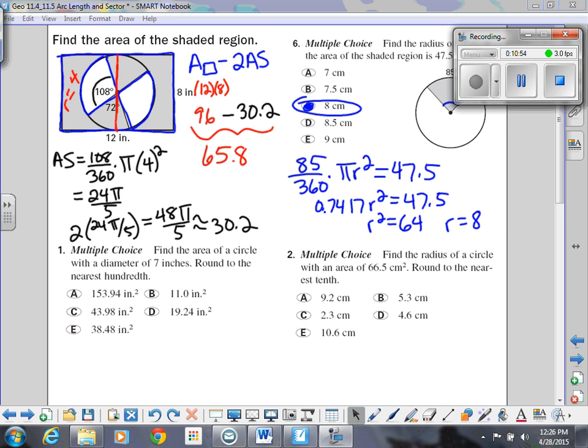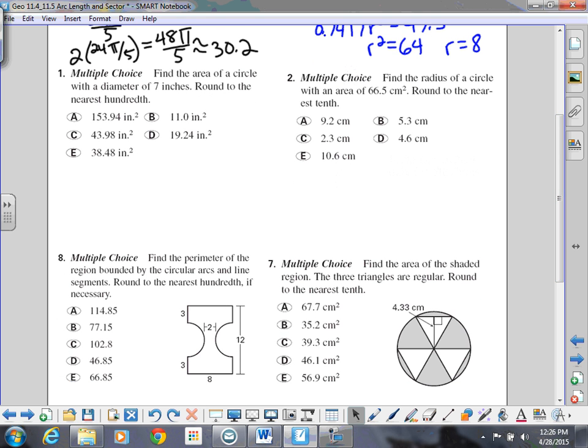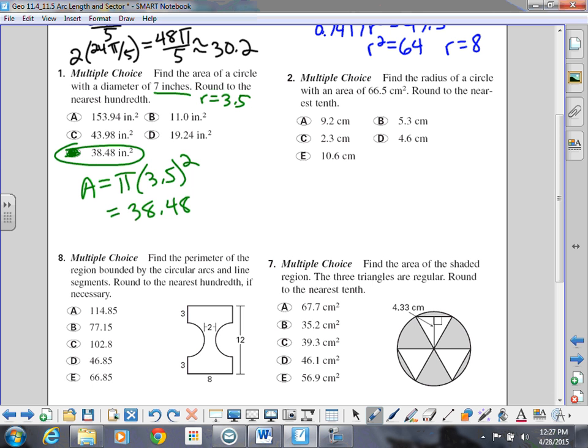So on this next multiple choice, they're giving us the diameter, and we have to find the area. So all we have to do is take half of the diameter, so the radius would be 3.5, and we're just doing the area formula, pi times 3.5 squared. So if you do that, that gives you 38.48, which is E. That one wasn't bad, was it?